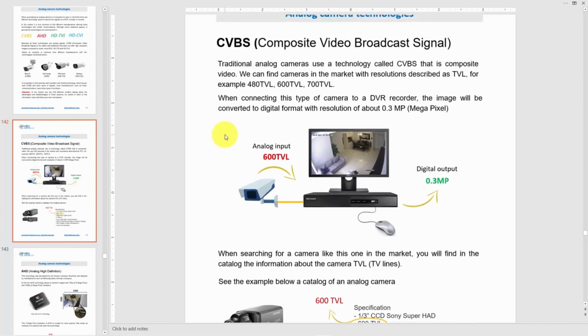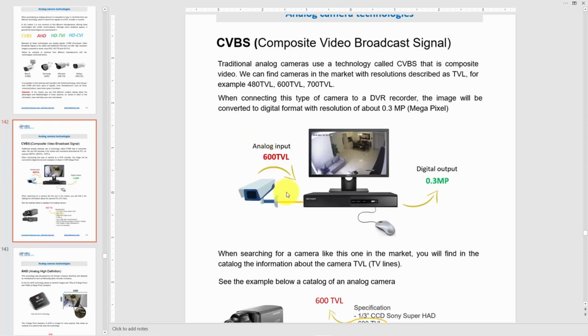Let's start with CVBS. It's a composite video broadcast signal. Regular camera, guys, traditional analog cameras. If you look at the market, you can find cameras with 480 TVLs, 600 TVLs, 700 TVLs. Those are TV lines. I already talked about TV line in another video here in the channel. If you didn't see it, just look for it. It's important to understand every detail here, all right?